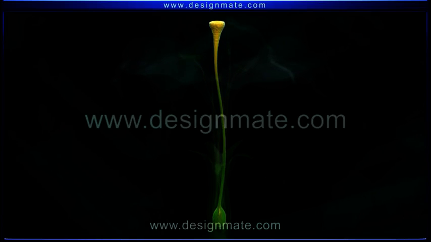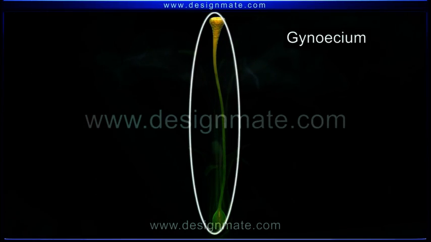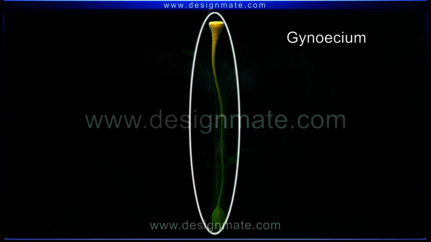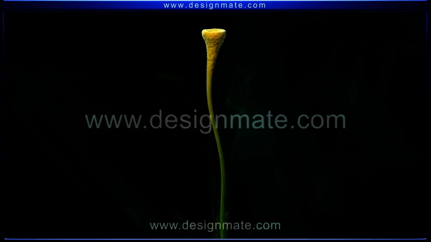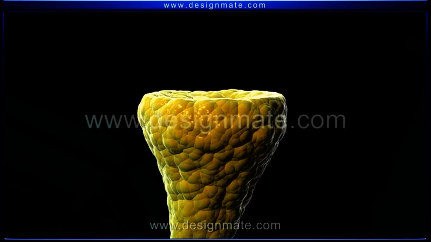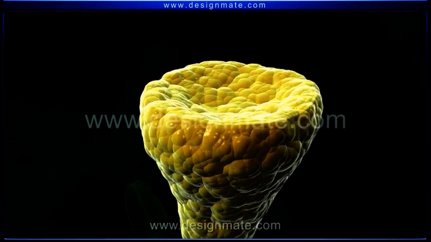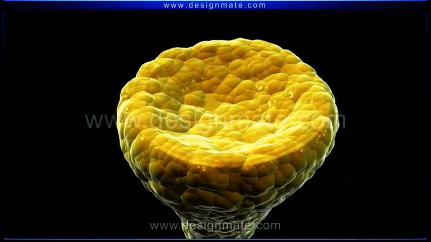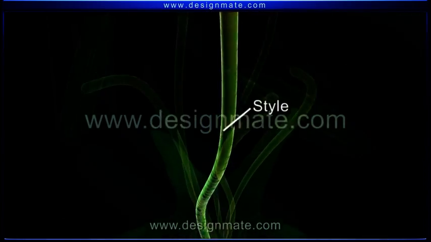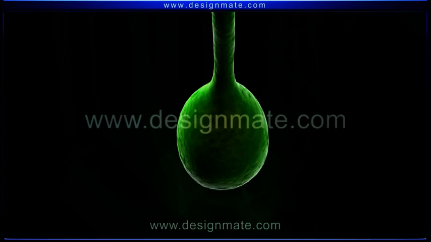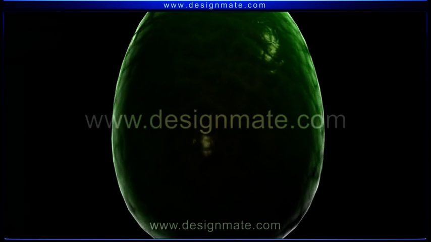If we closely observe the gynecium, which is the female reproductive part of a flower, it has a terminal knob-like portion known as the stigma. The stigma continues as a thin stalk-like structure called the style, which ends into a swollen pear-shaped body known as an ovary.